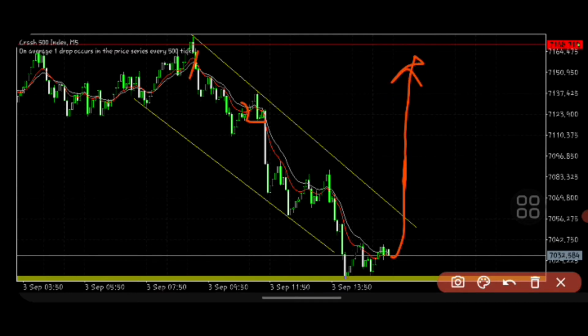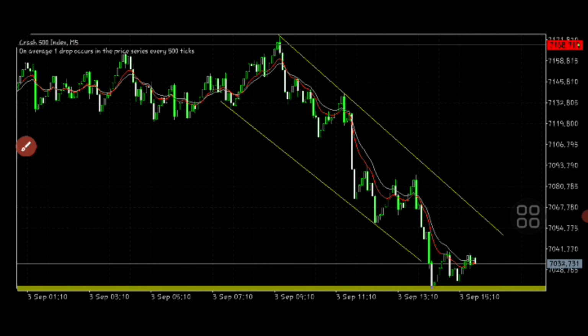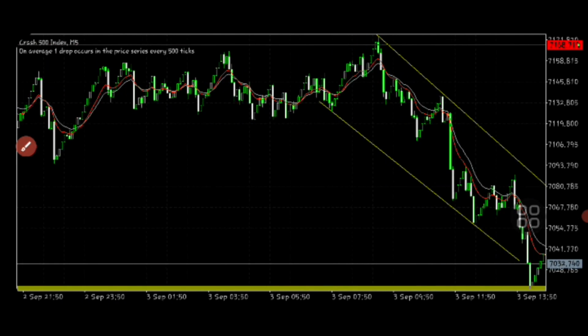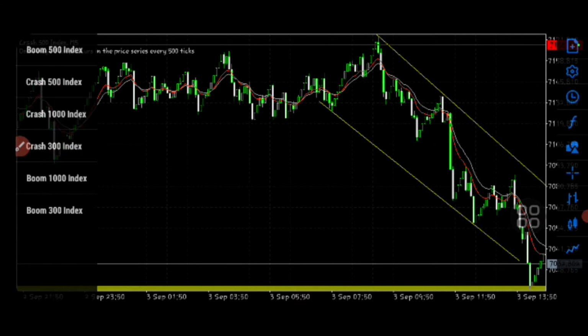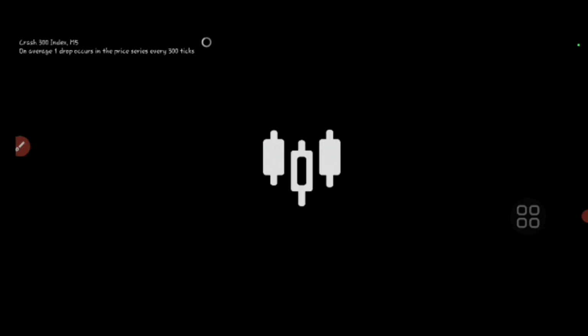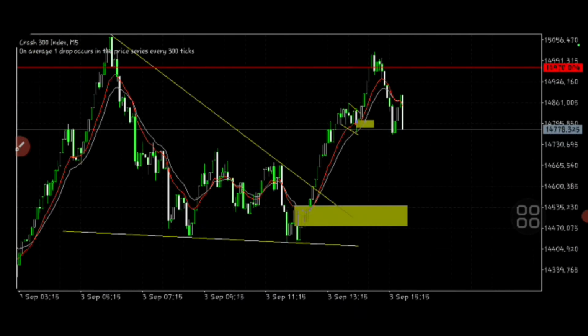On the downside, we also have our first touch, our second touch, and we have the third touch corresponding to our higher time frame order block. So that is it for crash 500. So the trade I actually took today was on crash 300. The trade was on crash 300, and here is the analysis.